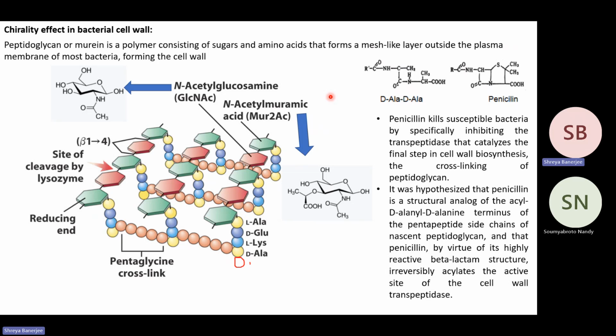So as you know, most of the naturally occurring amino acids in your body are L amino acids. So if you are taking a peptide-based drug, that also has to have L amino acids. Otherwise, it will not work in the body. But in bacteria, you can see there are D amino acids. So to kill the bacteria, penicillin is working. So the chirality of the amino acids actually determines what drug can be used.